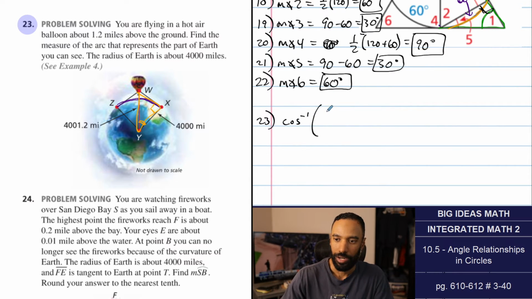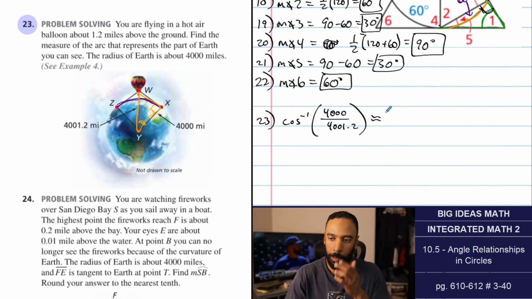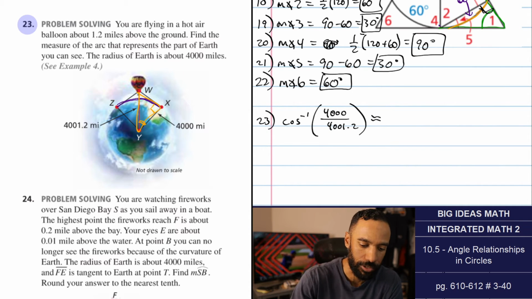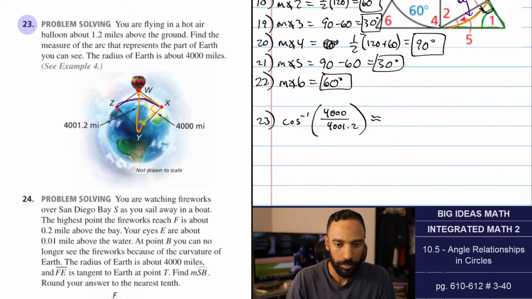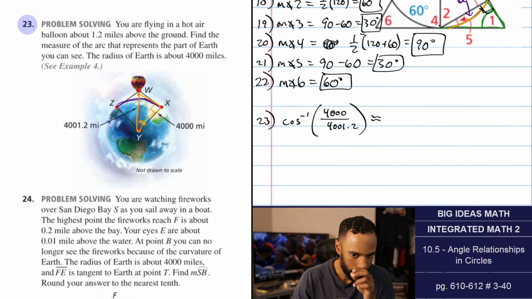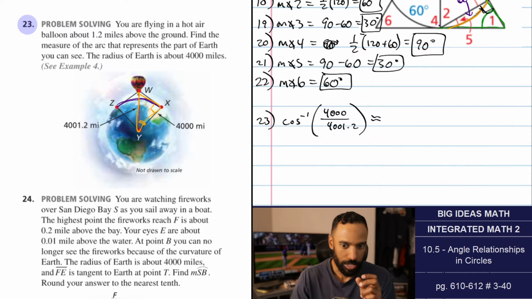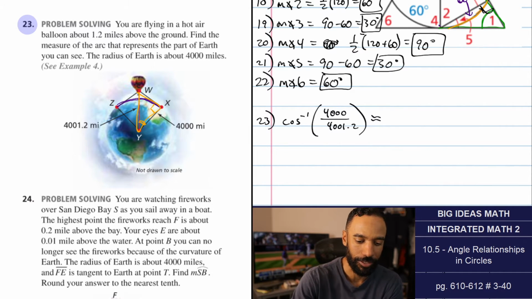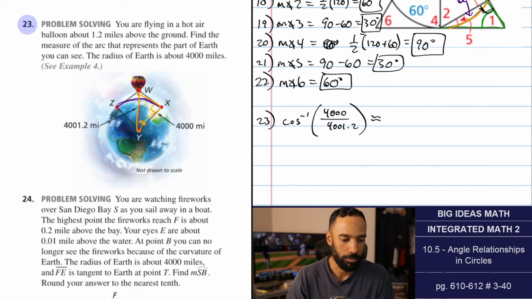So the inverse cosine of 4,000 over 4,001.2 is going to be about, and I'm just going to do some rounding here. Let's use the calculator. I don't think this calculator has trig stuff on it. Where's inverse cosine? This doesn't have inverse cosine on it. Sorry, I have to pull up another calculator. Give me a second.